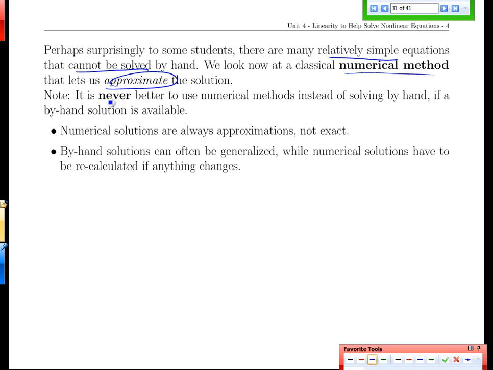The caveat around all of this is that it's never better to use numerical methods instead of by hand, if you can solve it by hand. If you can solve it by hand, you should, but otherwise numerical methods are something that you can fall back on. And the reason we don't like numerical approximations is that they are approximations. They're not an exact solution like ln of 10/7. And we also can't generalize a numerical solution. When you have an equation with some unknowns in it and you can find the solution in general, then it's something you can reuse. Numerical methods just give you one approximation for one example, and then if you want to do it again, you have to do all the work again.